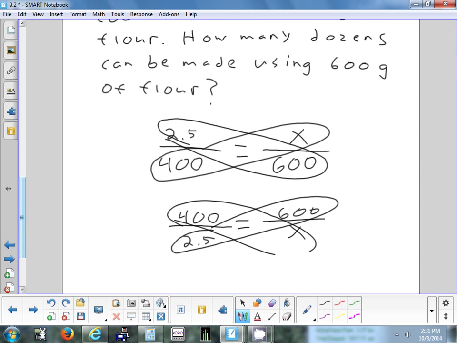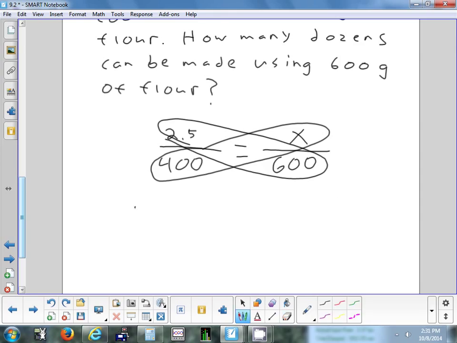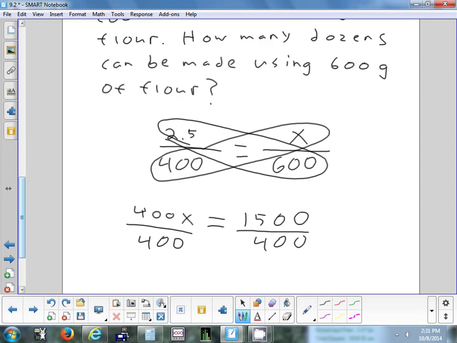What's 400 times X? We'll just use the top one, 400 times X. And then 600 times 2.5 gives me what? 1,500. Then you divide by 400. Then you get 3.75. And what should be my unit? Dozens. So I can make like 3 3/4 dozens. 3.75 dozen.